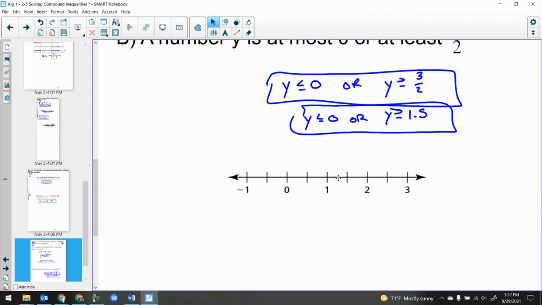All right, now ors point out, so I'm going to graph this one separately. Closed dot at 0, going to the left. Closed dot at 1.5, going to the right. And there's my solution.